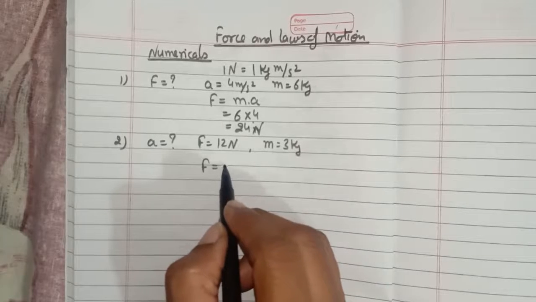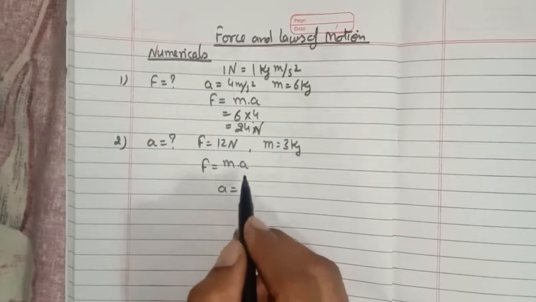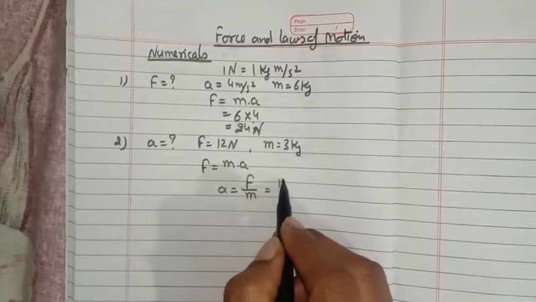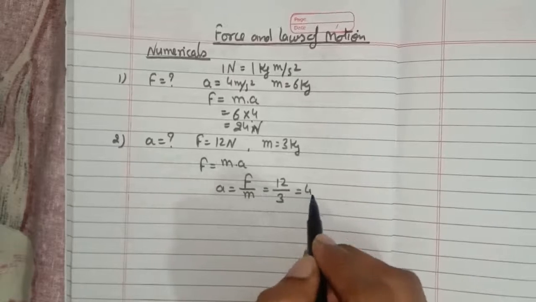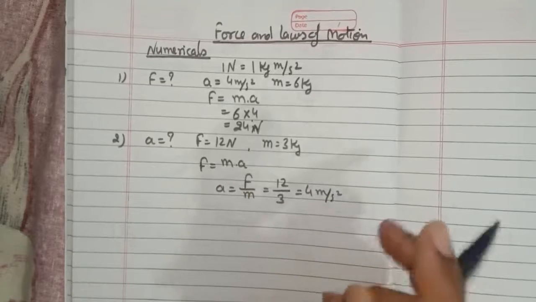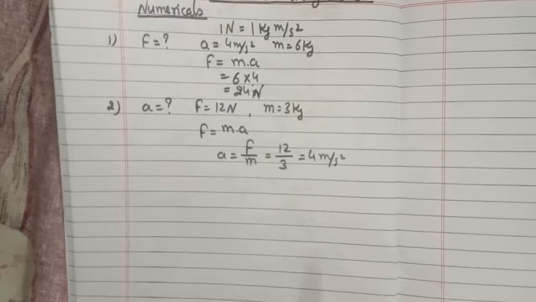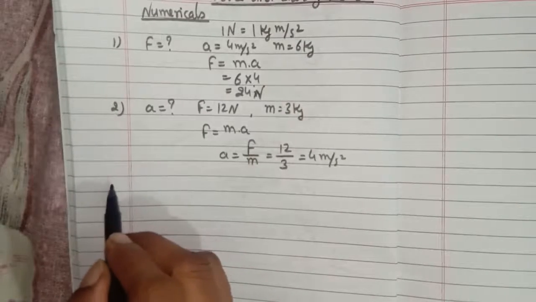We are using the same formula, F is equal to m into a. According to this formula we can easily find that a is equal to F upon m. So what is the force here? It is 12 Newton upon mass 3 kg. So what is the value of acceleration here? It is 4 meter per second square. The units are really important. In maths and physics, units are really important. You should always write all the units with the values.